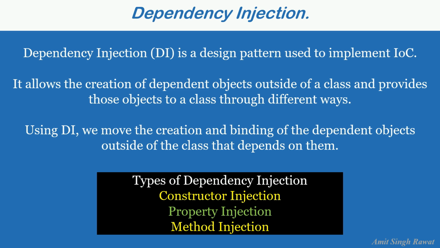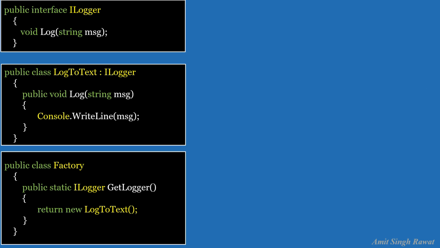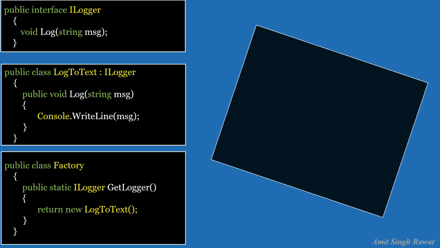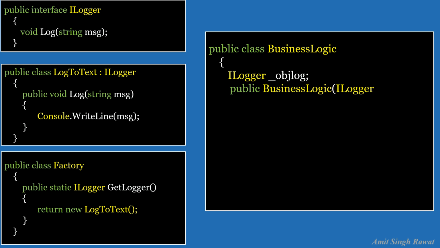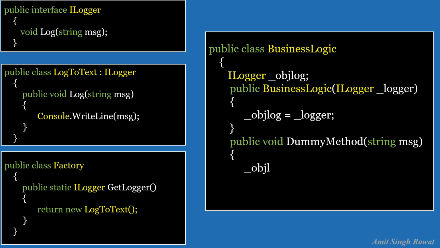So let's refactor our classes. Our interface will remain the same. The Log2Text class will remain the same. There is no need for the factory class. Let's refactor our business logic class. So public class BusinessLogic. Let's create an object of ILogger, _obj. Within the constructor, specify the parameter as ILogger, let's name it _logger, and assign this injected ILogger object to our local variable. Next is public void DummyMethod(string message), objLog.Log(message), etc. So this is what we call dependency injection via constructor.